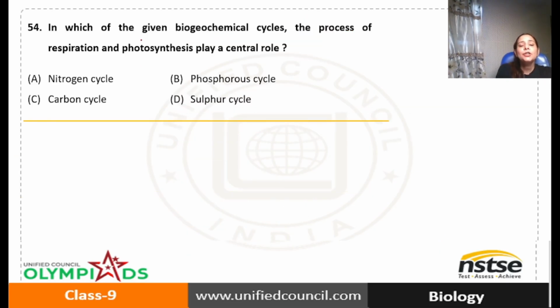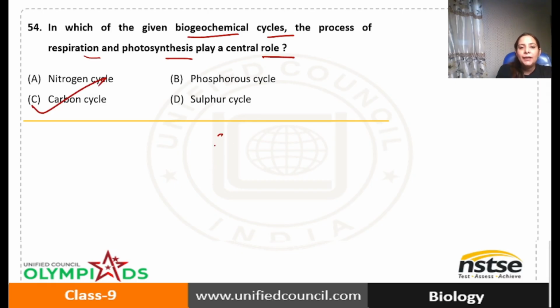Next, in which of the given biogeochemical cycles do the processes of respiration and photosynthesis play a central role? That means when we are talking about biogeochemical cycles, I told you it is a cyclic flow or exchange of nutrients or other substances between abiotic and biotic components. Now we have to tell in which cycle you see respiration and photosynthesis playing a central, main role. So let me tell you, it plays a central role in the carbon cycle.